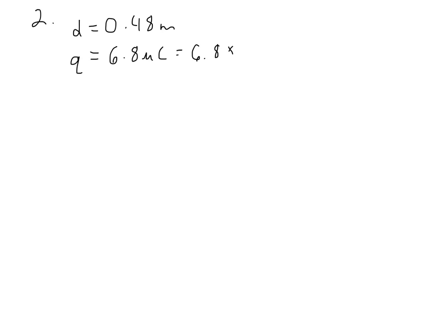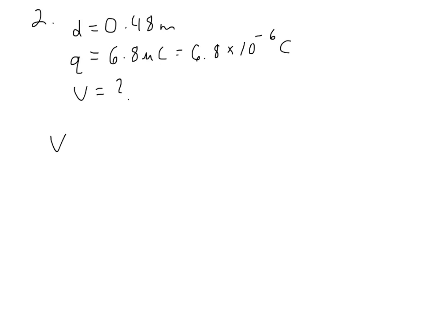Our next problem, number 2. It says, what is the electric potential at a distance of 0.48 meters from a point charge of 6.8 microcoulombs? Then it gives us the value for K. So we have our distance from the charge equal to 0.48 meters, and the charge is 6.8 microcoulombs, which is 6.8 times 10 to the negative 6 coulombs. So for this one, we're looking for the voltage.